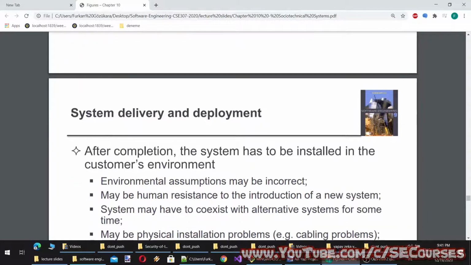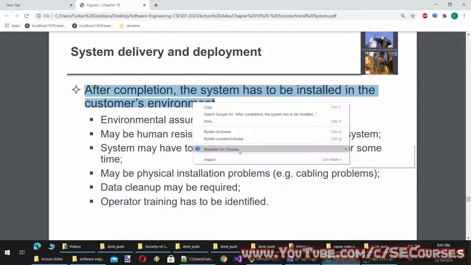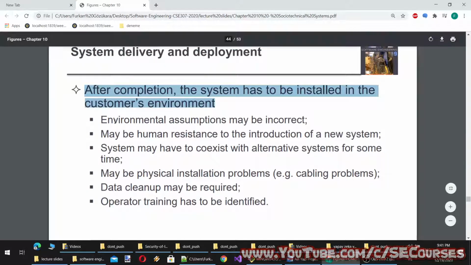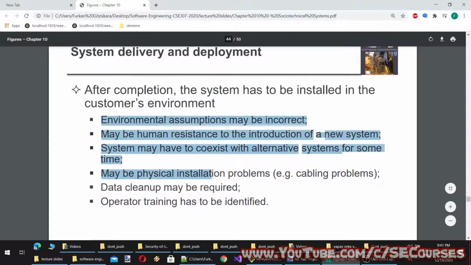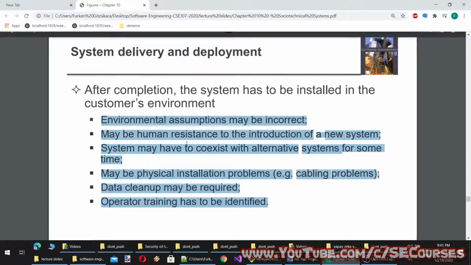Okay, then system delivery and deployment. After completion, the system has to be installed in the customer's environment. Environmental assumptions may be incorrect, and there may be human resistance to the introduction of a new system. The system may have to coexist with alternative systems for some time. There may be physical installation problems, e.g. cabling problems. Data cleanup may be required, and operator training has to be identified.